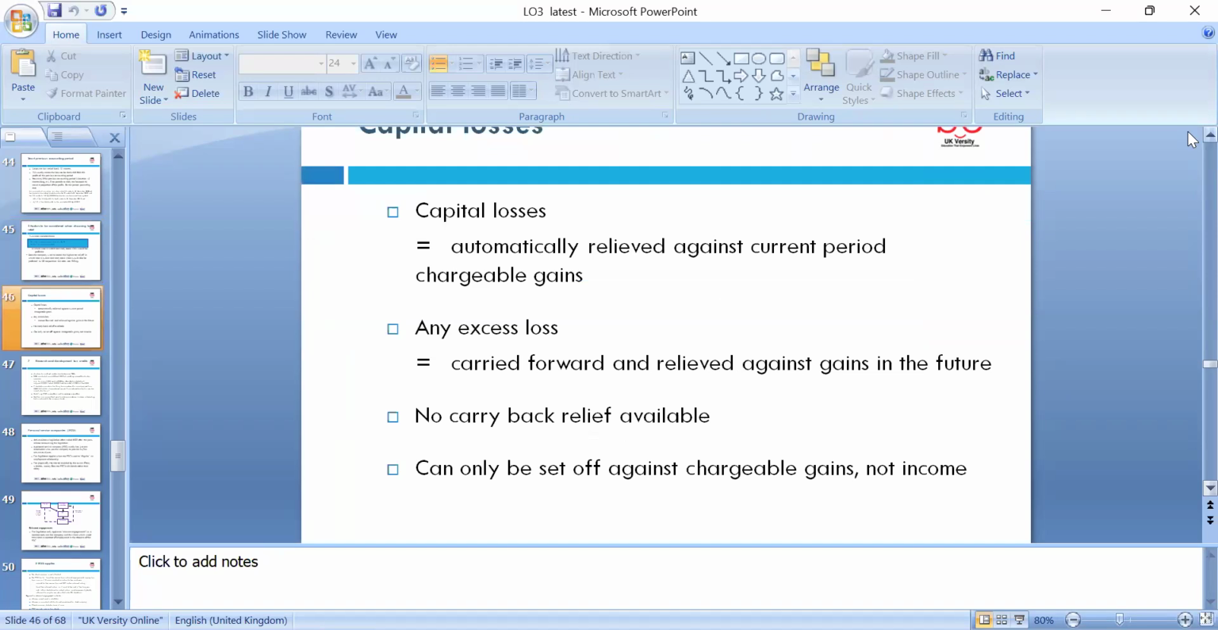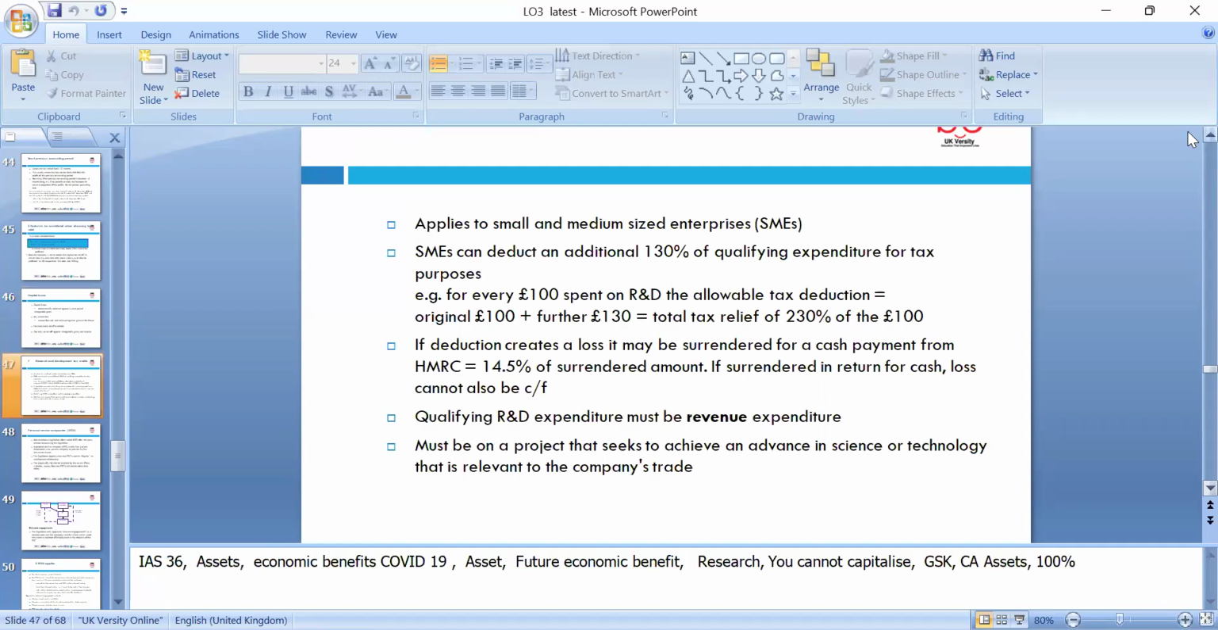So capital losses are automatically relieved against the current period's gains. If you have a loss instead of a gain, any excess loss is carried forward, and we can relieve it against future gains if we have them. Carry back relief is available if the tax liability exists. So SMEs deduct an additional 130% of the qualifying expenditure for tax purposes.